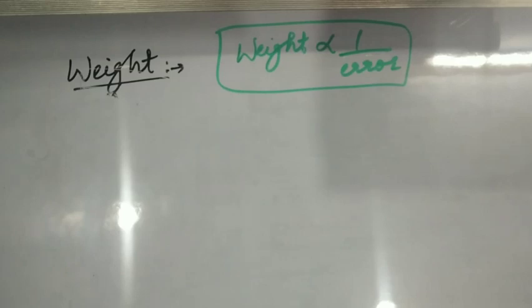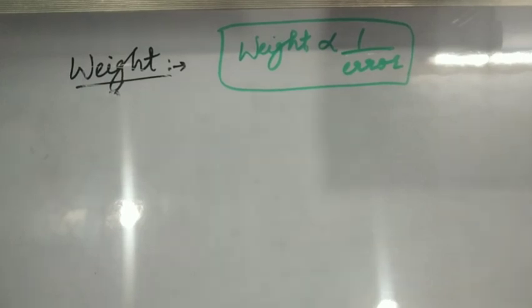So that was all for today's lecture, and with this lecture the chapter of accuracy and errors has come to an end. From the next lecture we'll start with linear measurement. So that was all for today's lecture.